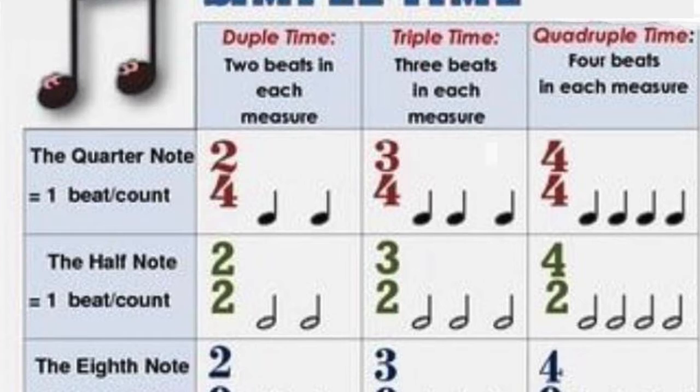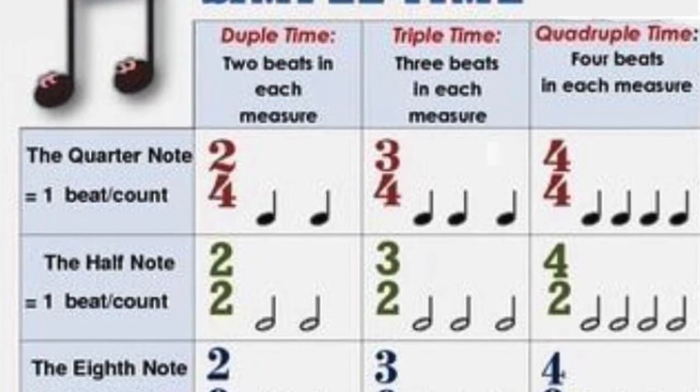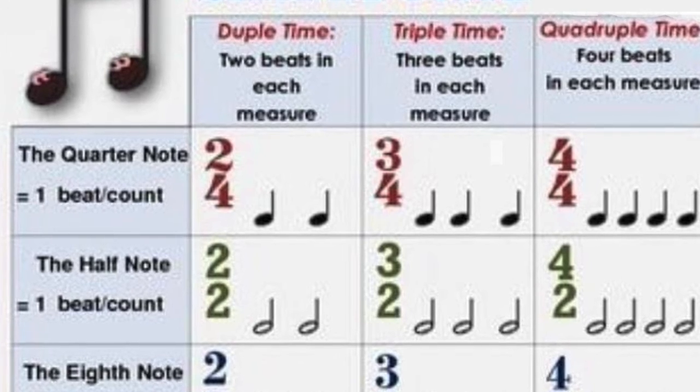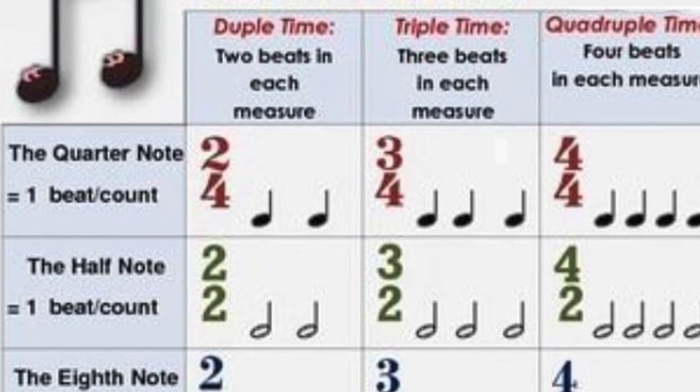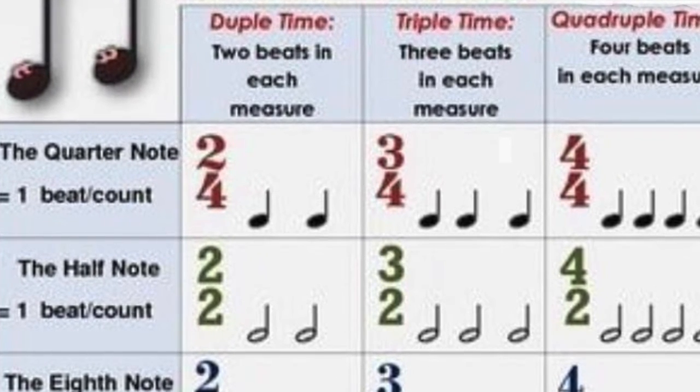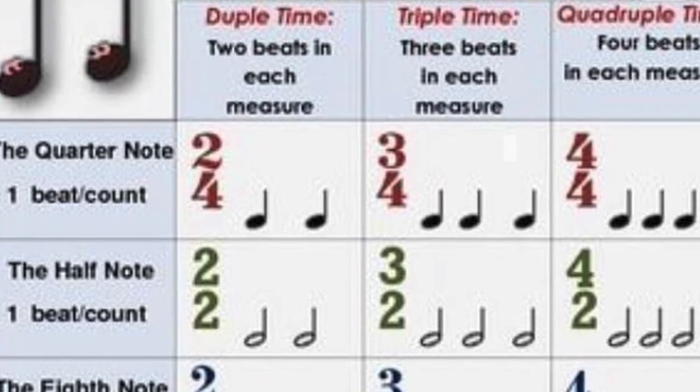2/4, 3/4, and 4/4 are known as simple time. They're not divided by anything, that you can't group them together. So simple time is 2/4, 3/4, or 4/4.